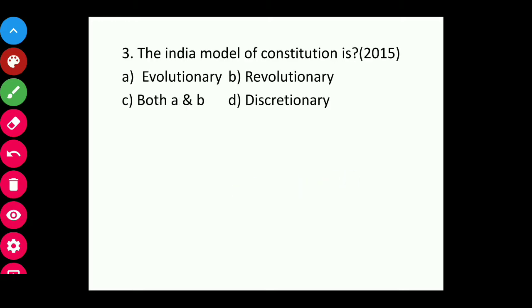The third question. The Indian model of constitution is A. Evolutionary, B. Revolutionary, C. Both A and B, D. Discretionary. So the answer is both A and B, both evolutionary and revolutionary.